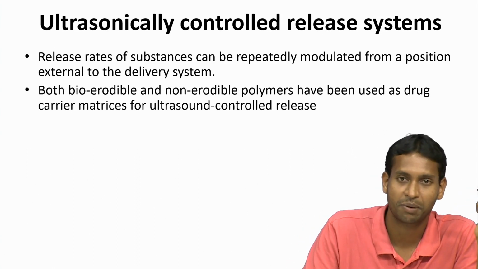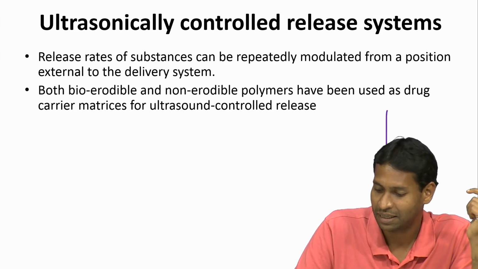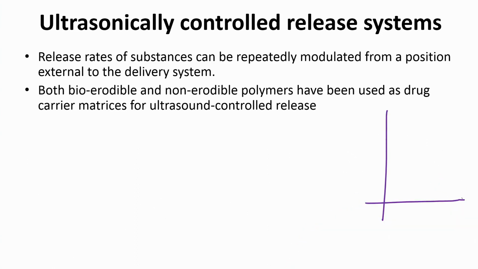If you are using bioerodible polymers, then if I start plotting the release rate, there is some release happening because the polymer matrix is being eroded. Now if I give ultrasound, some of it will come out immediately because of enhanced diffusion, and once I stop the ultrasound it will go back to eroding, and this can be done over multiple cycles.